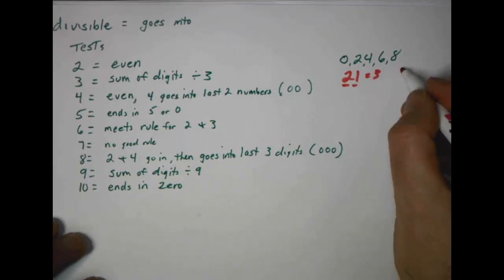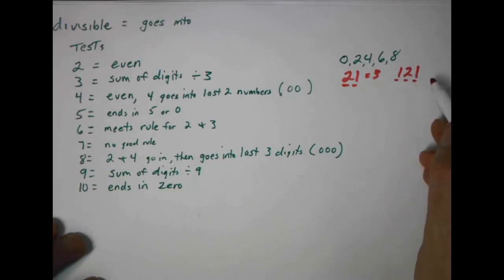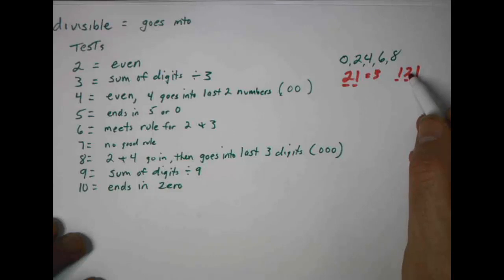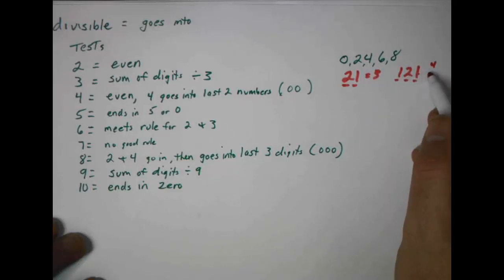Let's say the number is 121. This is a digit, that's a digit, that's a digit. So we have 1 and 2 is 3, 4. 3 does not go into 121 because it doesn't go into the sum of the digits, which is 4.